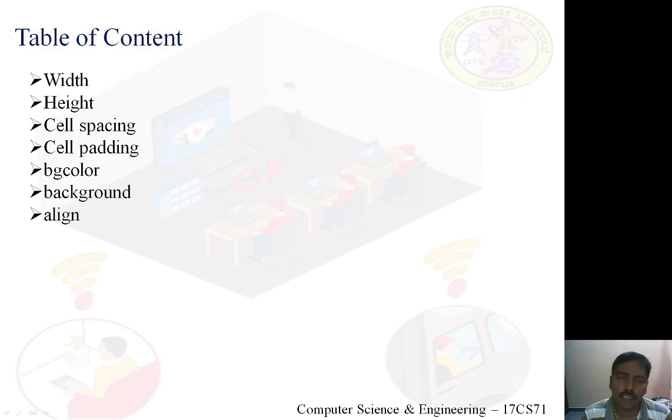Then we'll discuss two more attributes, BG color and background. What are these attributes used for? At the last we'll discuss one more attribute, align. We have heard about align, right? Justification by left alignment, right alignment, center alignment. Similarly this attribute is used in tables. We'll see what align does. So now we'll have a discussion about these contents.